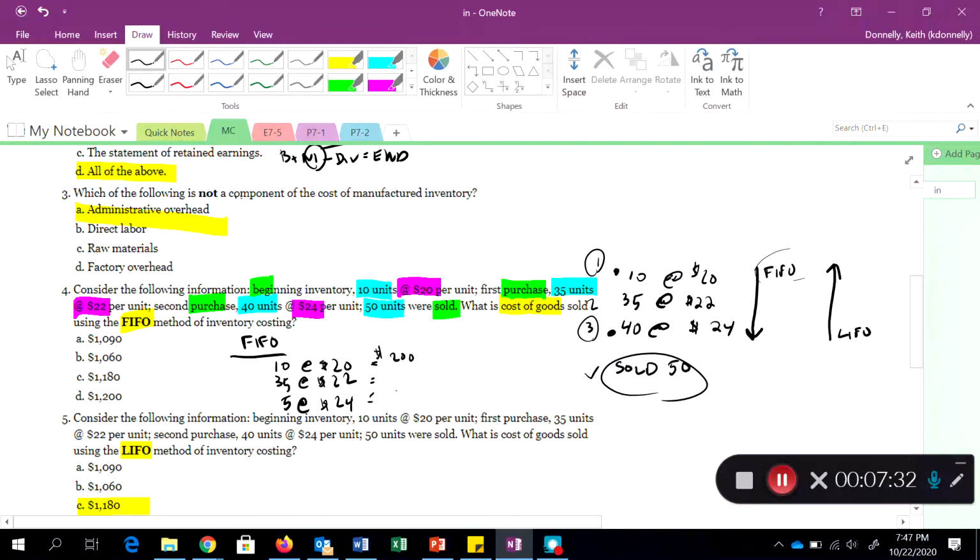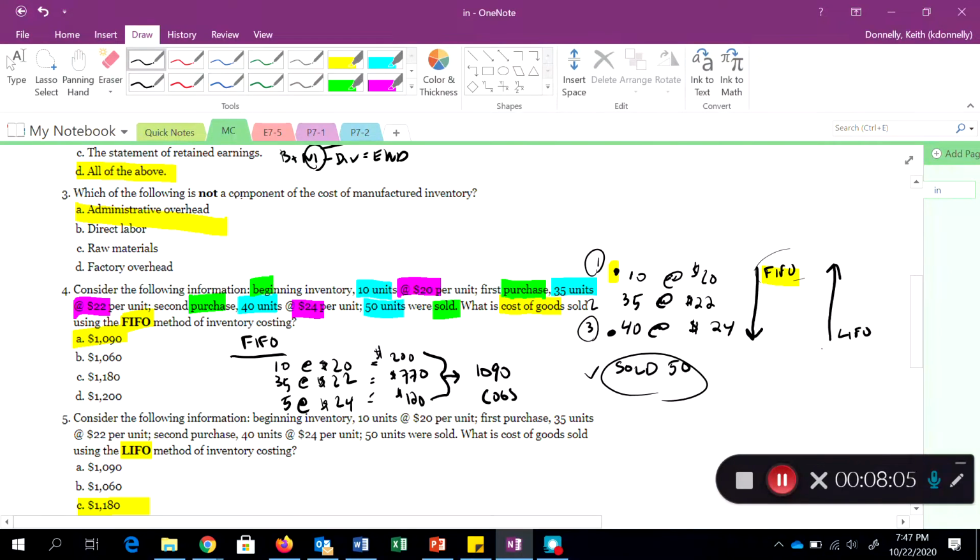Let's see here, 35. So I think that's 770. And then 120. Add all of these together. 200, 770 plus 120. 1090 is our cost of goods sold. So that's how we got that there. We were using FIFO. We started from the top, worked our way down.